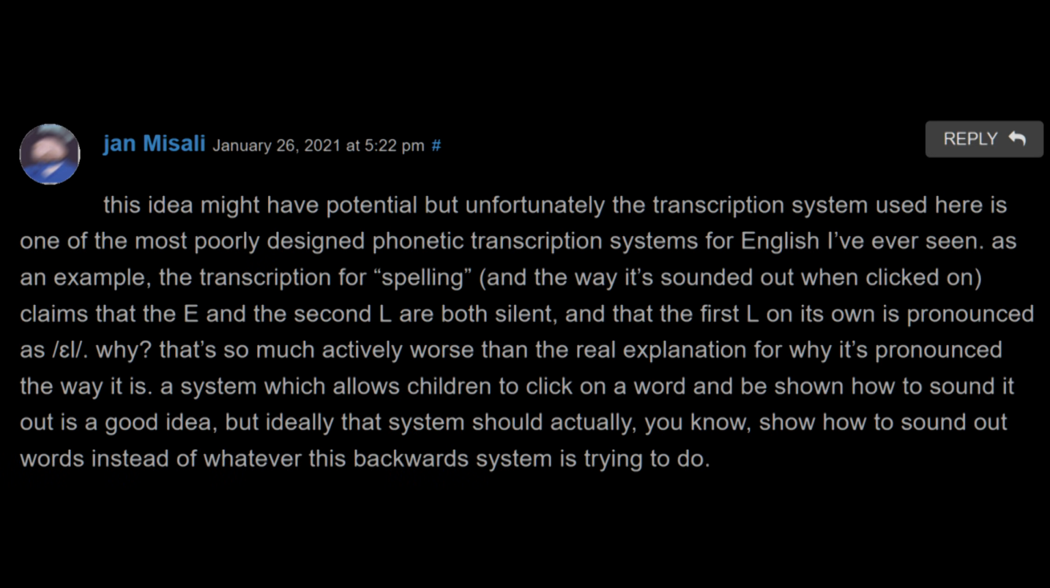I specifically asked why exactly the word spelling is transcribed in a way that says that the E and second L are both silent, and that the first L on its own is what's pronounced like L, even though it would have been both simpler and more accurate to say that the E is pronounced like short E and the L is pronounced like L. This doesn't make any sense, so why does this system work in this way? I did, in fact, get a response to this from someone at the organization who posted under the pseudonym Learning Activist. I am now going to show you their response in full.